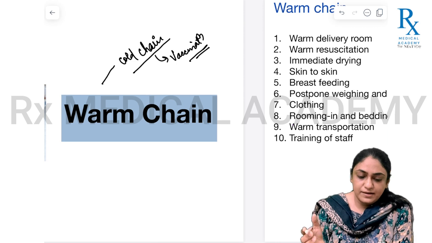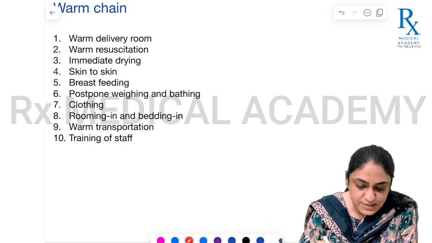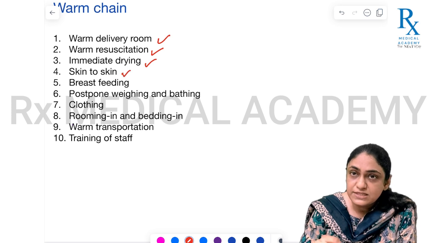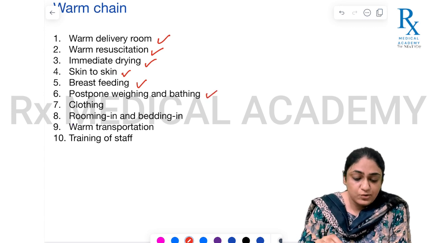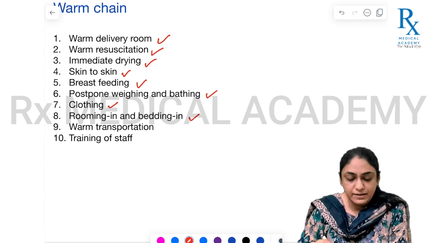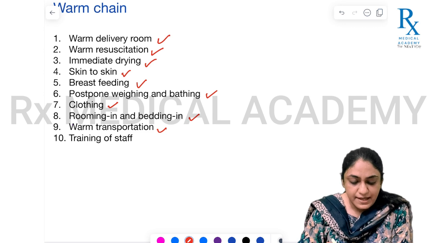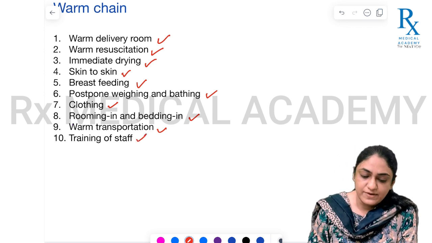So what are the components of warm chain? The first one is warm delivery room, then warm resuscitation. Third is immediate drying, then giving skin to skin contact to the newborn with mother. Early initiation of breastfeeding, postponing weighing and bathing of the baby, proper and appropriate clothing, rooming in and bedding in, warm transportation whenever required, and last but not the least, training of the staff. So we'll discuss these one by one.